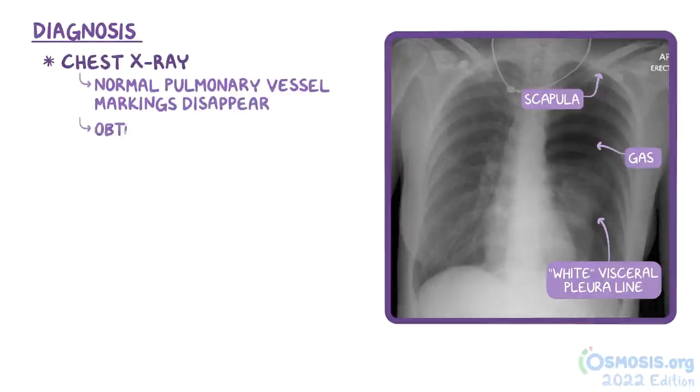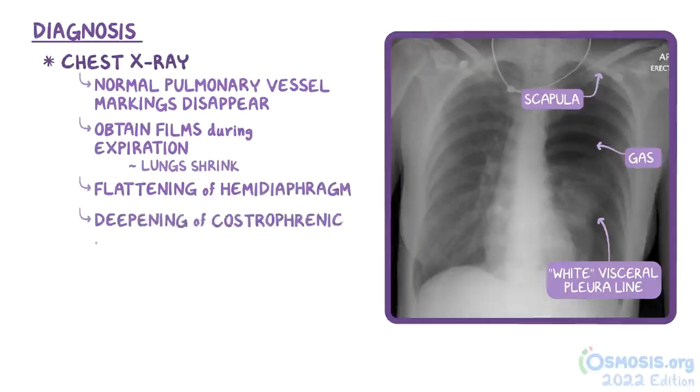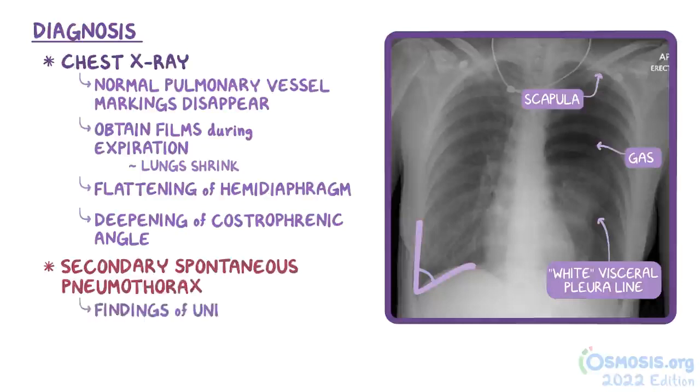This is why we obtain these films during expiration, because when the individual breathes out air from their lungs, the lungs will shrink a bit, making it easier to detect even small pneumothoraces. Additional findings include flattening of the normally convex hemidiaphragm and deepening of the costophrenic angle, which is the angle between the pleura covering the ribs and the pleura covering the diaphragm. In secondary spontaneous pneumothorax, other findings of underlying lung disease will be present, such as hyperinflation in COPD.